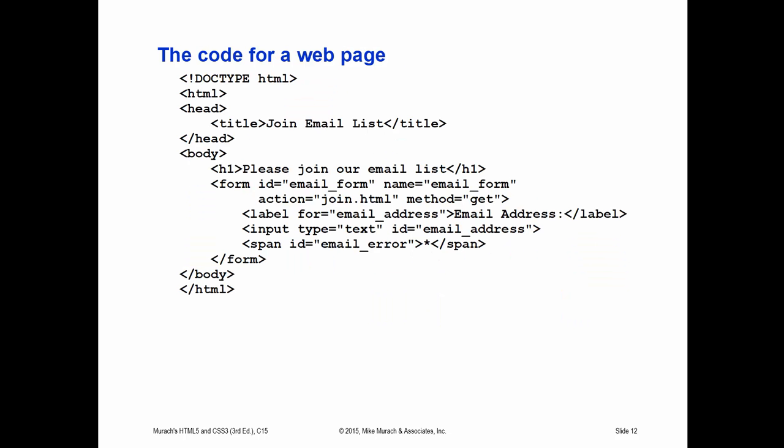So if we have this code right here, all right, notice we've got our doc type, our HTML tag, our head tag, so that'll say join email list, our body, which will have an H1 tag that says to join the email list, and a form, all right, with a label for email address and a text box for email address, and then just an ID with an asterisk on it. All right, it's pretty simple, to be honest with you.